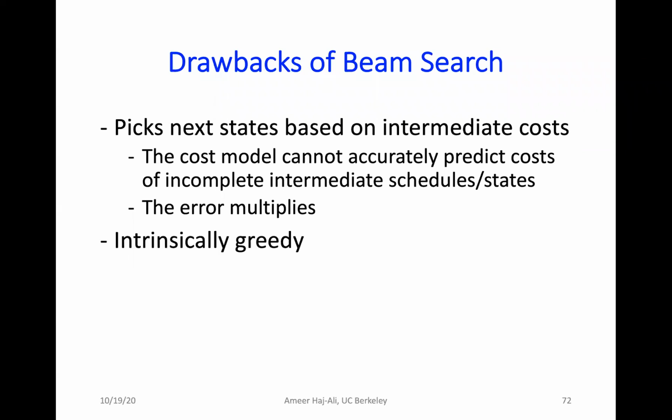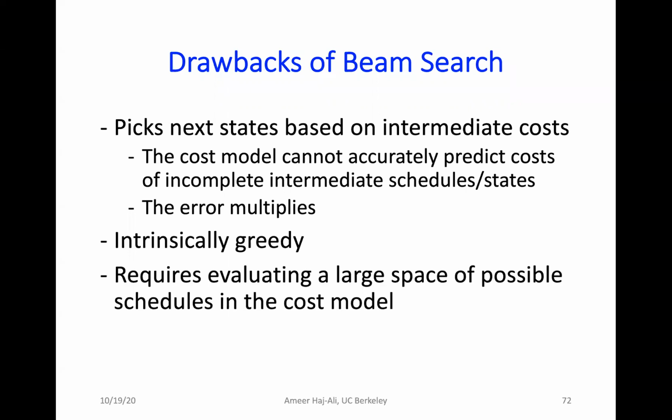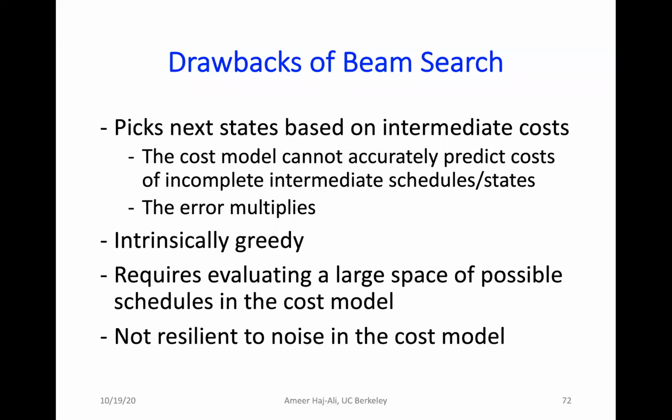It's intrinsically greedy. Sometimes, these decisions that we make are not greedy. Sometimes, you might add a for loop that in the short term gives a worse performance, but in the long term, it gives a much better performance. And it requires evaluating a large space of possible schedules in the cost model. So you have to sort them, and then you have to evaluate a huge chunk of possibilities before you pick the top candidates. And it's not resilient to noise in the cost model, basically for the reason that the program is not unfolded. So the cost model is trained on incomplete programs.